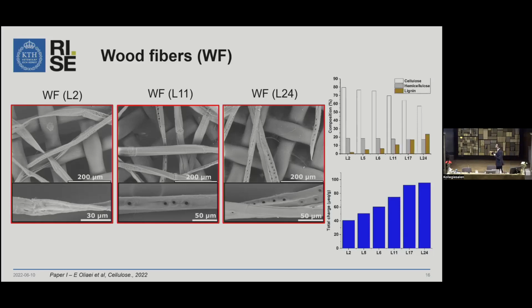But in very high residual lignin content pulp fibers, we see some presence of fiber bundles also. In this plot, what you see is the composition of the wood fibers. With the increase of residual lignin content, we see that the cellulose content decreases a little bit. Importantly, we have measured the total charge of the wood fibers, and we see with increase of the residual lignin content, the total charge increases. And this is very important. I will come back to this later on.